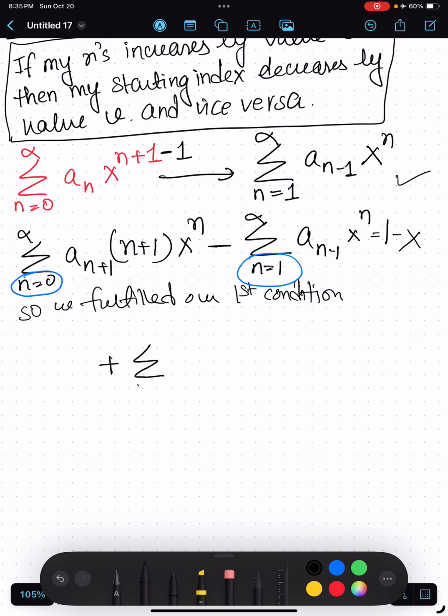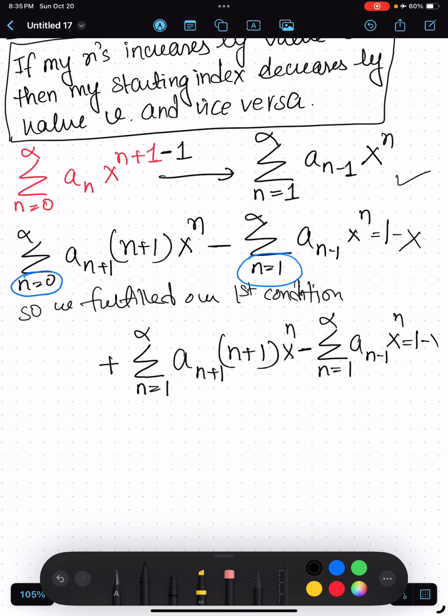So instead of starting from 0, I can write n equal to 1 to infinity a sub n plus 1 times n plus 1 x to the power n minus summation n is equal to 1 to infinity a sub n minus 1 x to the power n equal to 1 minus x. Now when we do that, we are losing our term when n is equal to 0, and clearly we don't want to do that. So let's include our n equal to 0 value over here so we don't lose any terms.